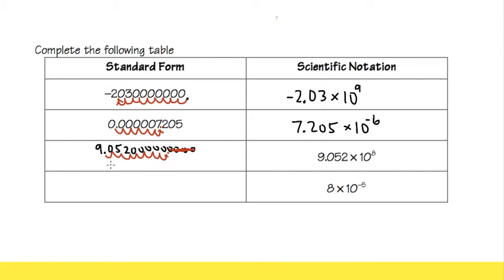In the end, I see that the answer is 905,2, and then 1, 2, 3, 4, 5 zeros right here. So that's it. This was just my work. This is the answer. And now we have 8 times 10 to the -5 power.